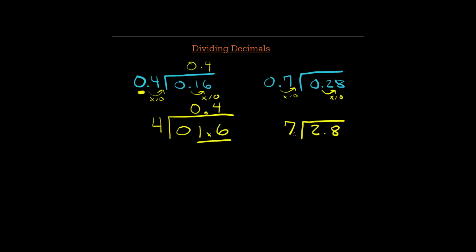All right, so if we divide this, so 2 8/10. How many 7s can go into 2? None. Move your decimal straight up. How many 7s go into 28? And that answer is 4. And if you multiplied it out, 4 times 7 is 28. You could see that as well to check your work.